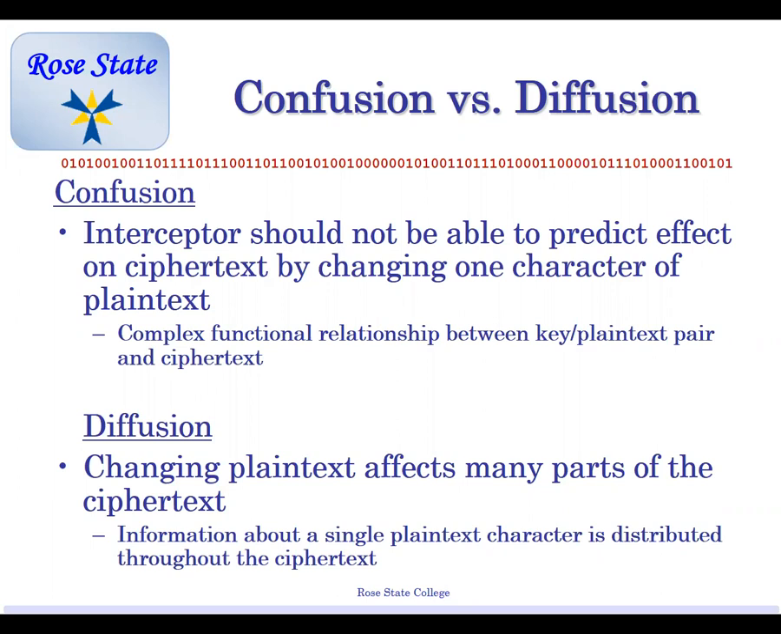Okay. Diffusion, changing one thing changes many parts. So if I change one character in my plain text, it should not change just one in the ciphertext, it should change a bunch. In other words, it's diffused amongst the ciphertext. Changing plain text affects many parts. Information about a single plain text character is distributed throughout the ciphertext.